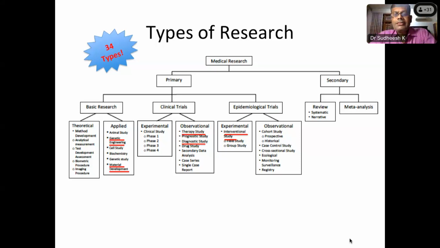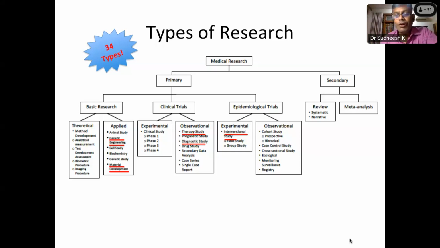The other one is the observational epidemiological trials. Most of the time the various types include cohort study, case control study, or a cross-sectional study, where you just follow up the patient and find out what's happening without doing any intervention. You just follow up the set of patients and see how they behave and what happens to them with particular exposure and without exposure to the risk factor. Now, this is about the primary medical research.